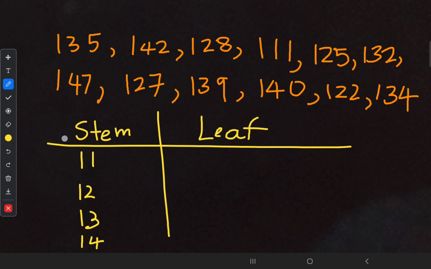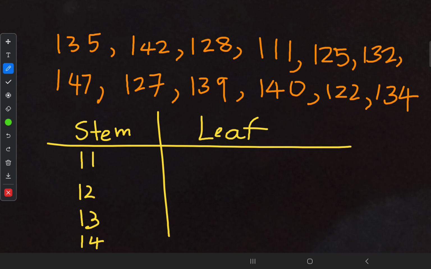When you identify them, you will understand how it came from. When you look at the dataset, only stems are in between this range. So the stem is this one. In our leaf, first of all we'll identify the data and represent them accordingly.